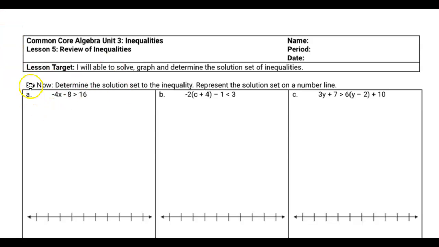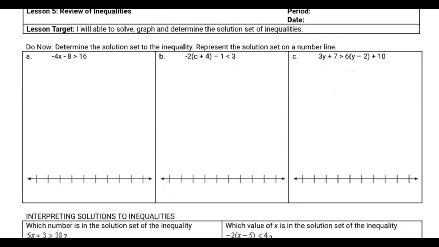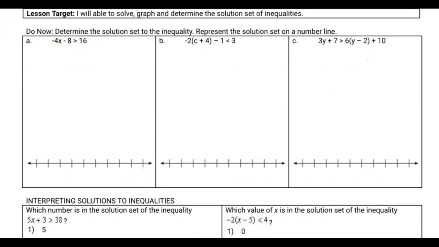Students, it's review time. Let's take a look at the do now of the review of inequalities. It asks us to determine the solution set of the inequalities and represent the solution set on a number line. That first one we have to solve, actually all of them we have to solve first, and then graph them on the number line. So pause the video and see if you got that first one right.